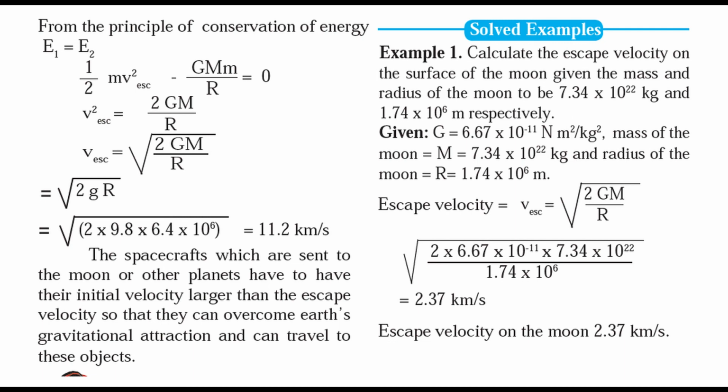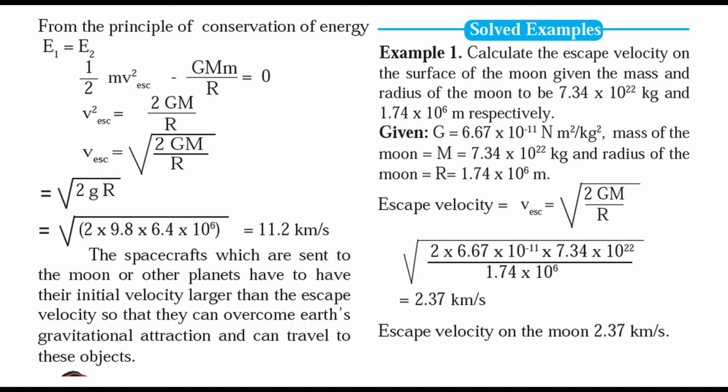The spacecrafts which are sent to the moon or other planets have to have their initial velocity more than escape velocity, so they can overcome Earth's gravitational attraction and travel to these objects.